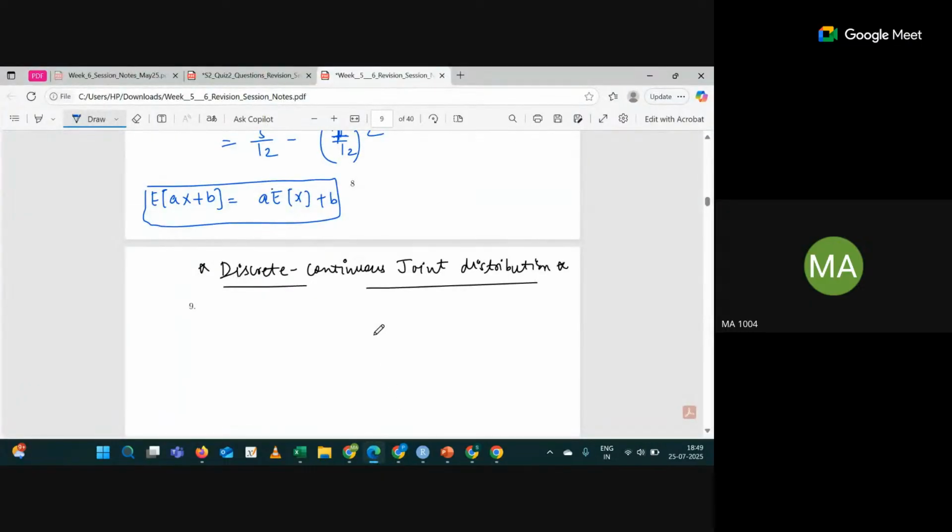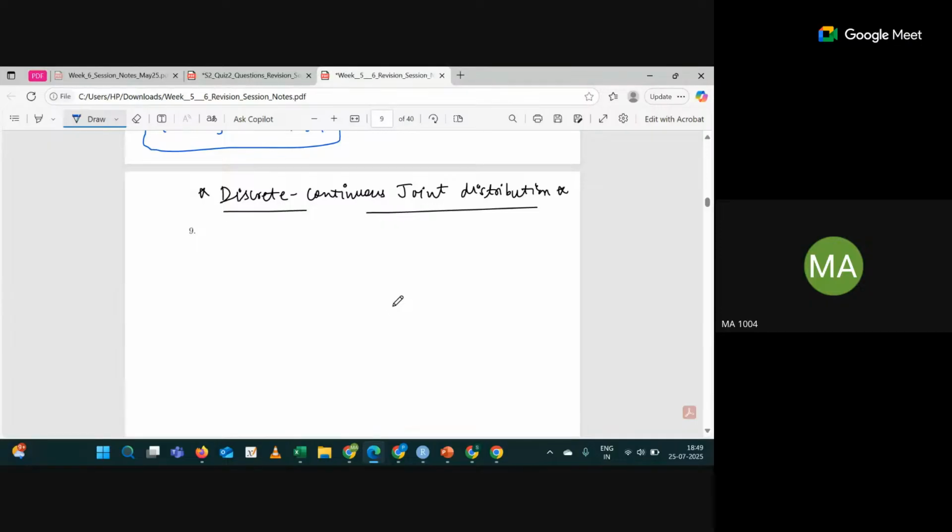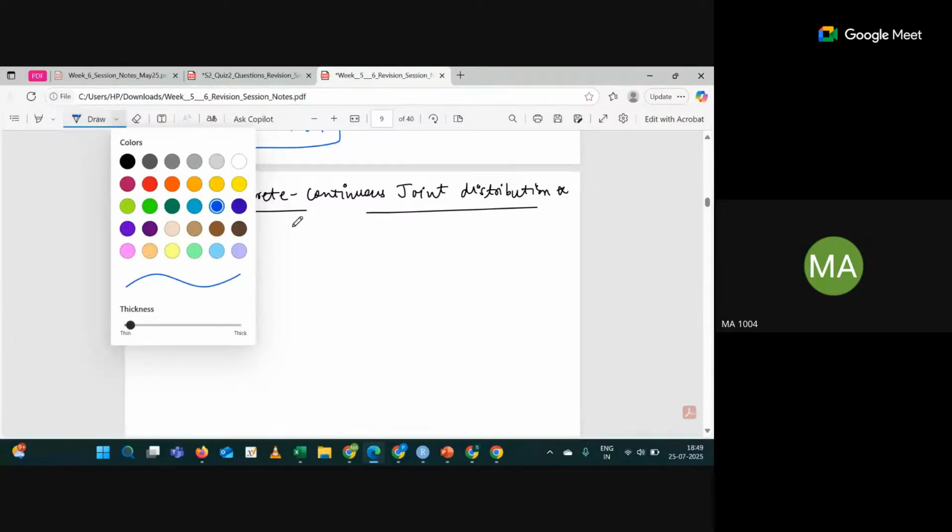So what is this discrete-continuous joint distribution actually? I will quickly go through the concept from the multiplicative rule. I will start from there actually. So what is the multiplication rule?